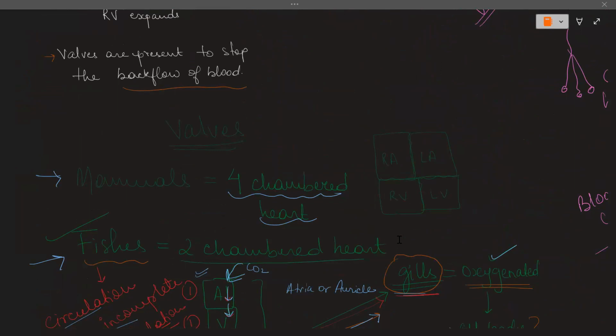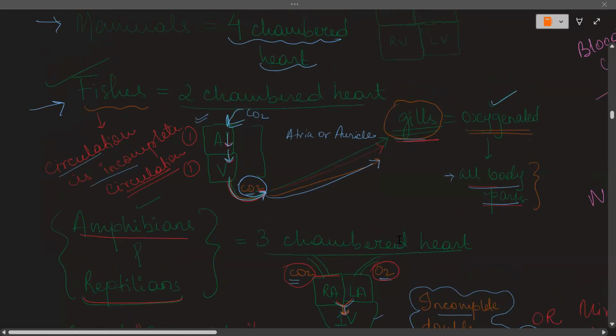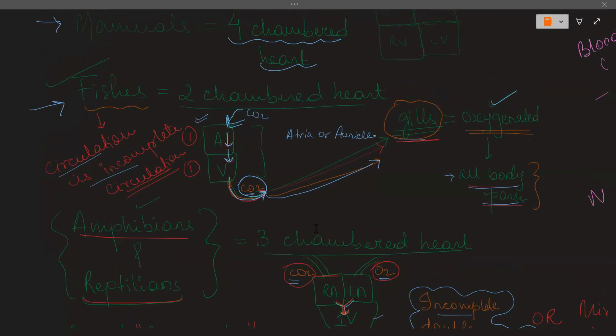Then you give the heading as transportation in fishes. Transportation in fishes. You write down, fishes have a two-chambered heart in which there is one auricle and one ventricle. Full stop. Done?